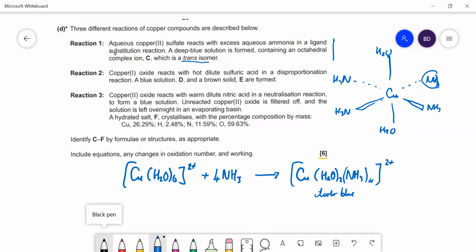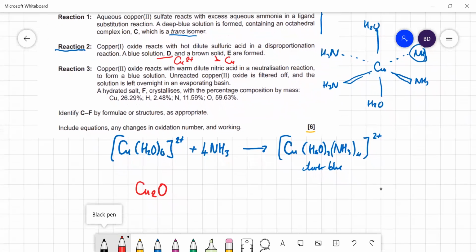about oxidation number. Reaction 2, copper 1 oxide, which has the formula Cu2O. It's going to react with dilute sulfuric acid in a disproportionation reaction. A blue solution forms, which is the copper 2+ ion, and the brown solid, which is copper. Again, it's a straightforward recall question, and it's disproportionation. Right, let's see why it's disproportionation.